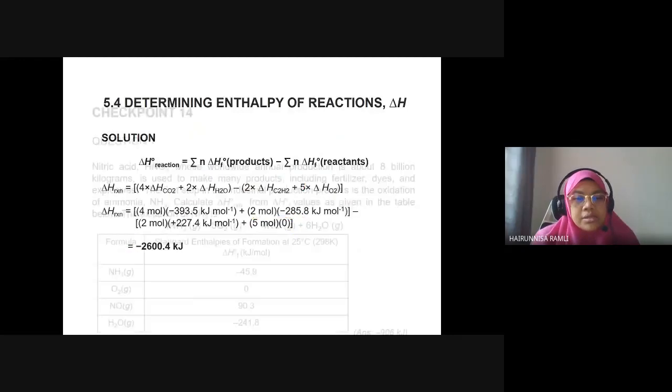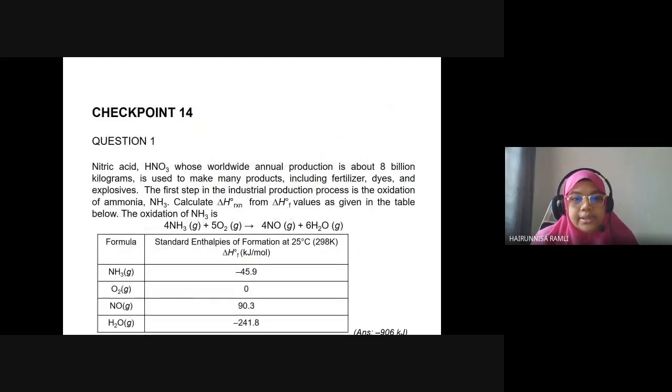Okay. So, okay. Cuba jawab ni, checkpoint 14. Okay, nitric acid. Okay, dia nak enthalpy of reaction. Dia bagi dalam bentuk table. So, this is the formula, equation. So, dia nak this, what is the delta H for this equation?